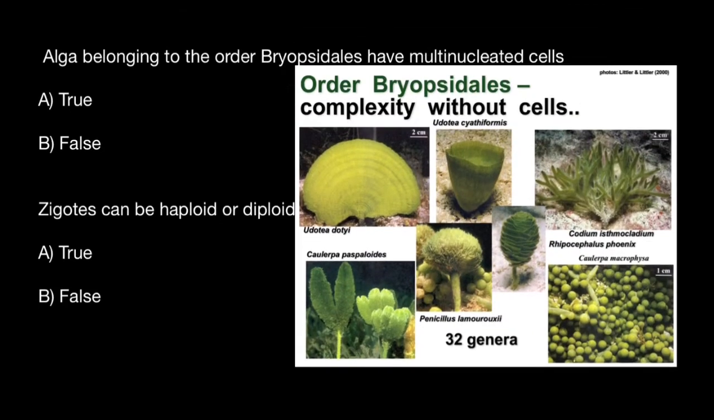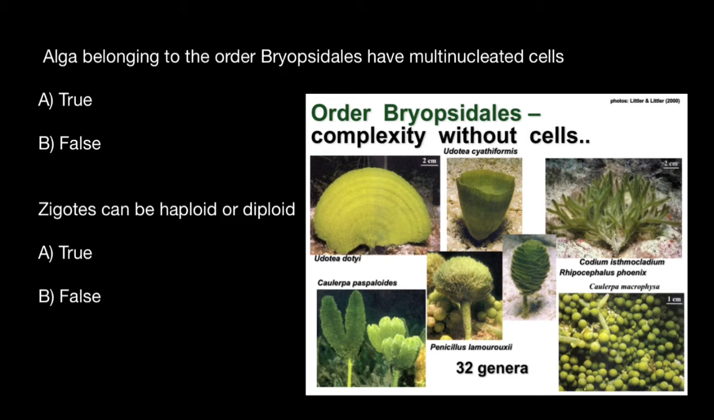Take a look at this picture, which shows different species in this order. And they look very different, but all of them are unicellular. It is very strange that such large algae can consist of only a single cell. So if someone would start arguing with you that it is not possible to see a single cell, you can say that order Bryopsidales has a lot of algae that is large enough and they're unicellular.